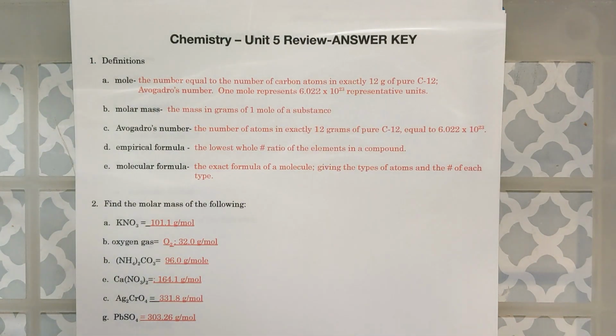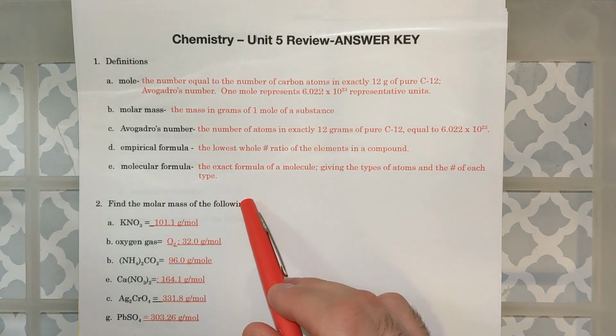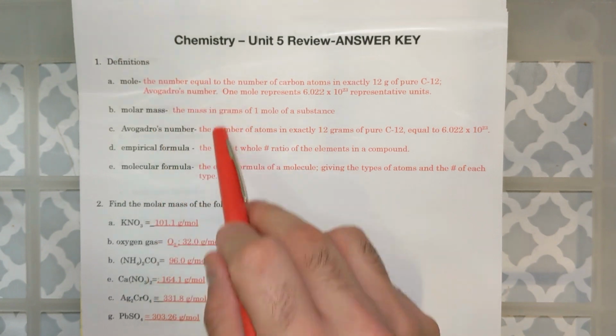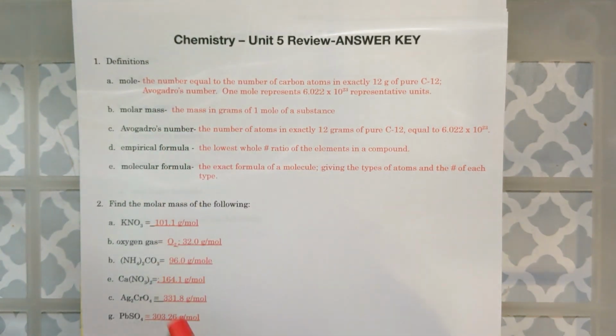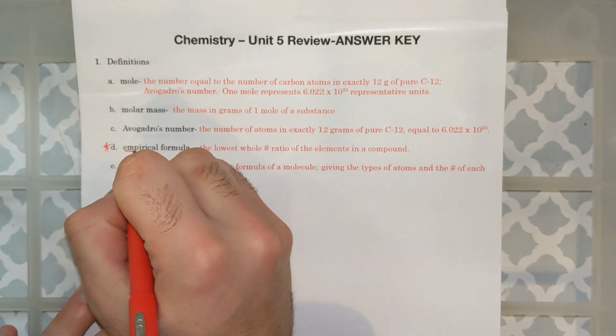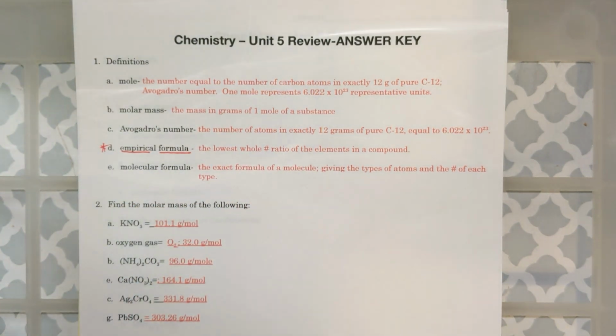So I decided to make a bit of video answer keys to your Unit 5 review. For the first page, I'm not going to write and go along. You could get the definitions right here, so if you want, you could pause the video and get the definitions down so you know what each of these things are. What's going to be very important for your unit test is knowing what an empirical formula is. It's the lowest whole number ratio of the elements in a compound, and it means smallest.